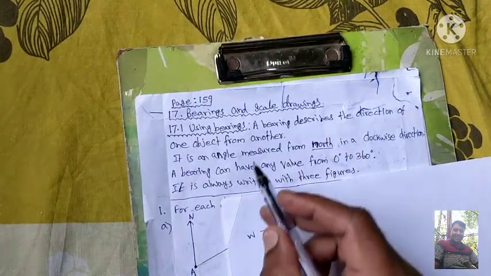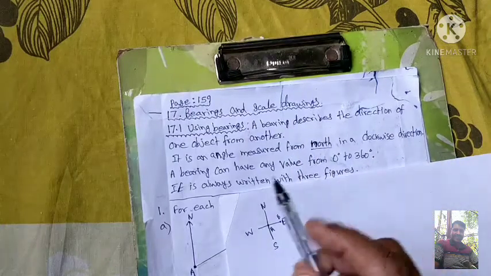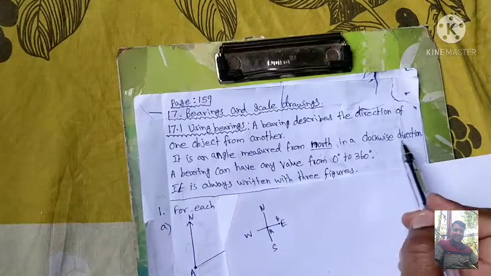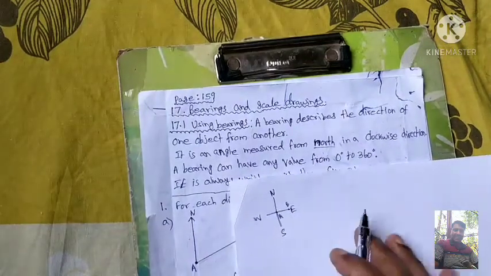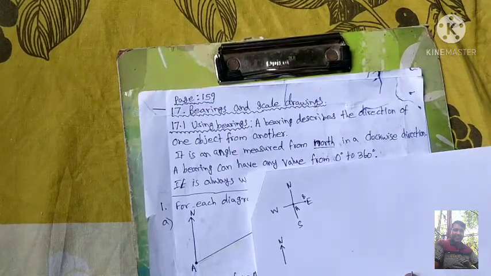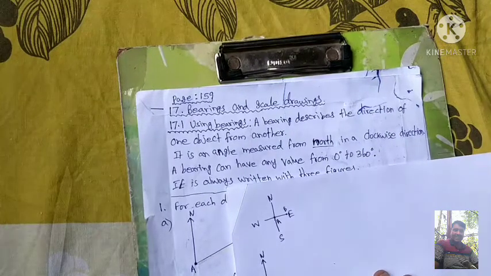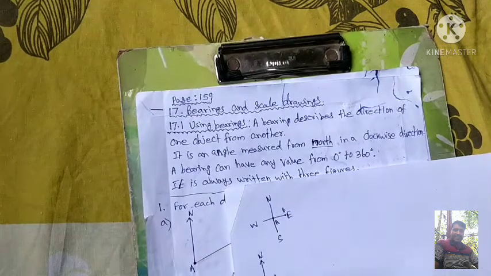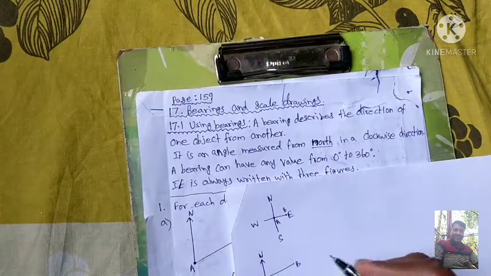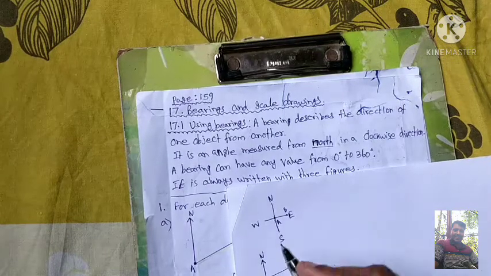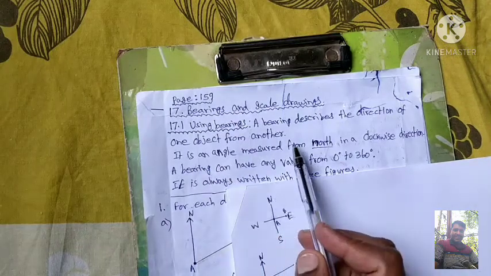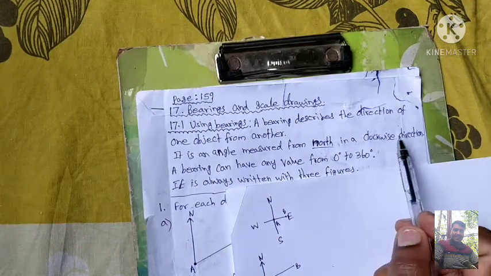Okay. The second point, these are very important points, so you have to remember this. The second point, it is an angle measured from north in a clockwise direction. Because always we need the north side for the bearing. When you are measuring bearing, it's always starting from the north side. So I am writing here. This is A, and this is B. This is object A, this is object B. This is the north side of object A. So it is an angle measured from north in a clockwise direction.